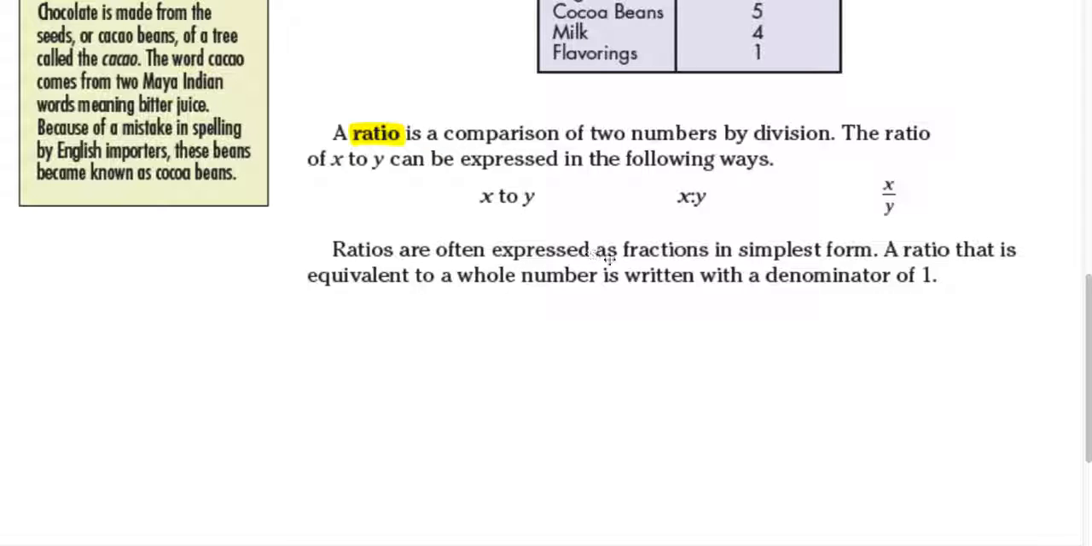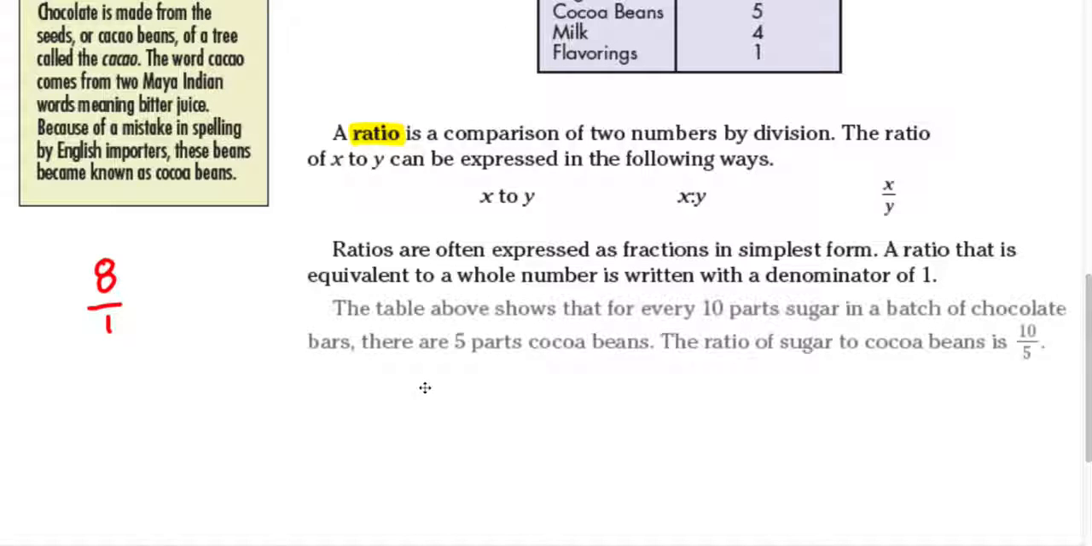Let's define when a ratio is in simplest form. Ratios are often expressed as fractions in simplest form. A ratio that is equivalent to a whole number is written with a denominator of 1. For example, if you have a ratio that is 8, that means its denominator is 1.